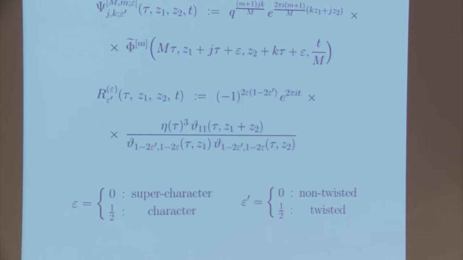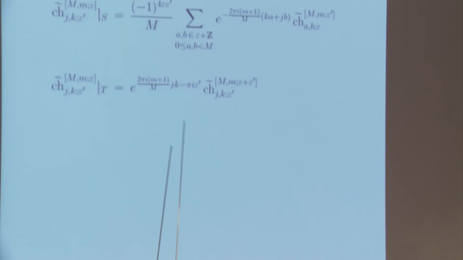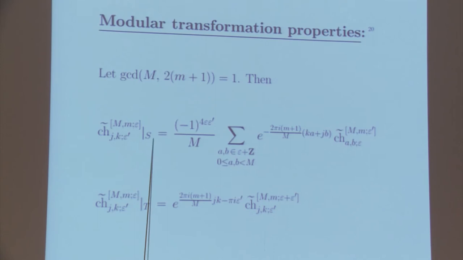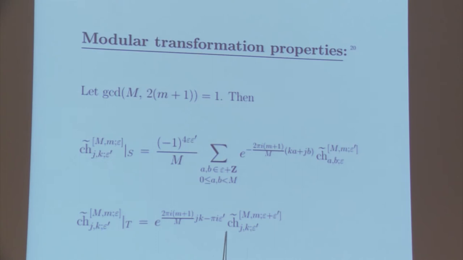Then we consider four types of characters. Then they form an invariant family, an SL2Z invariant family. Modular transformation properties, then explicit transformation formula: the S transformation, this is the transformation matrix, and the T transformation produces just this factor.